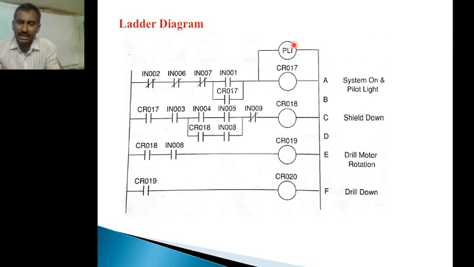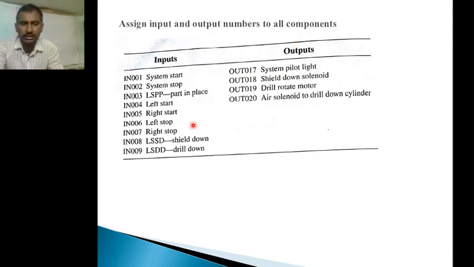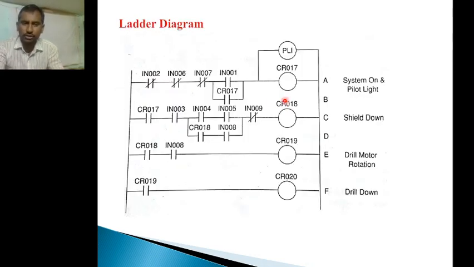And next, what is the next procedure? We place the part on the base. So when we place the part on the base, the LSPP sensor will be activated, and the LSPP sensor can be represented with the IN003 contact. So when the LSPP sensor is activated, IN003 is on. Here the IN003 contact is a normally open contact, so when this is on, this normally open contact is converted to a normally closed contact.